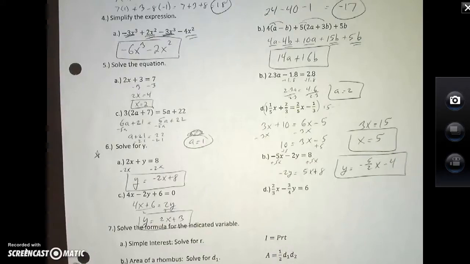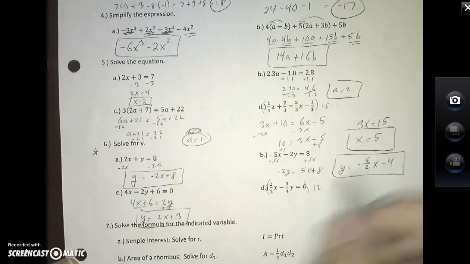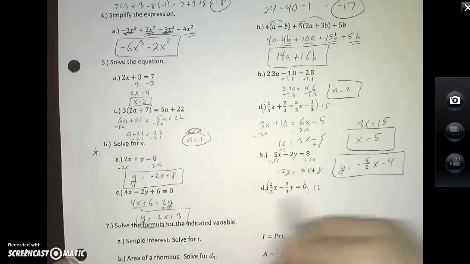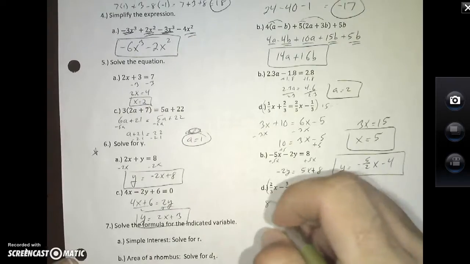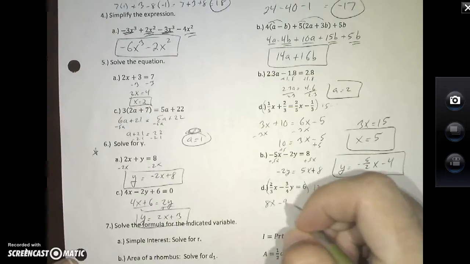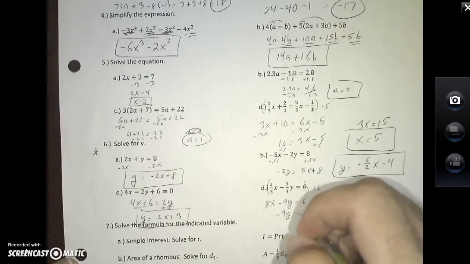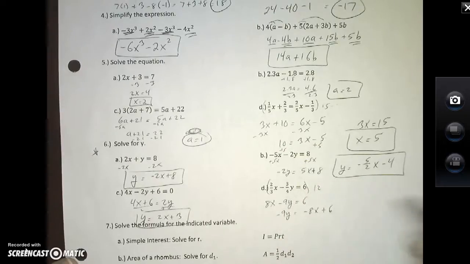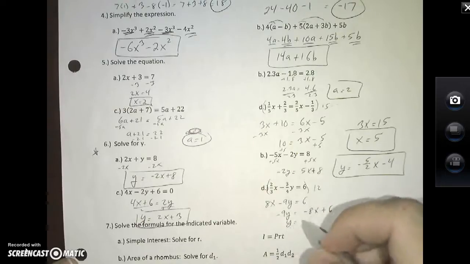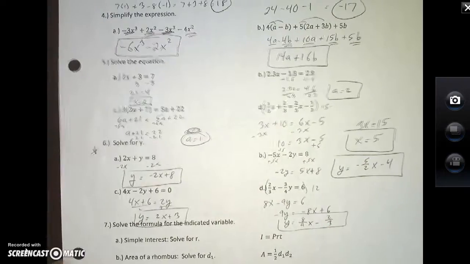And lastly, 2/3 x minus 3/4 y equals 6. Again, I'm going to use my trick of multiplying through by a common denominator, which is 12. That ends up giving me, let's see here, 12 times 2/3 is 8x. 12 times negative 3/4 is 9y. Subtract 8x over. Divide everything by negative 9. And there we go. Y equals 8/9 x minus 2/3.